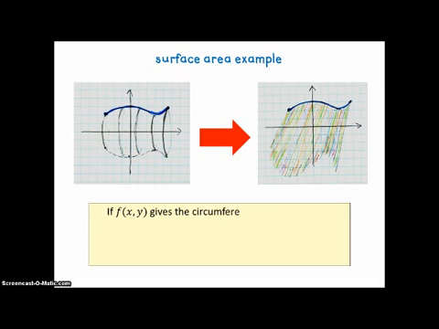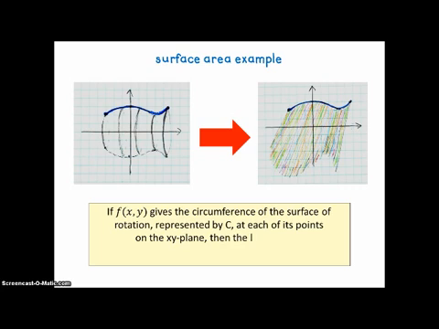If f of xy gives the circumference of the surface of the rotation, represented by C at each of its points on the xy plane, then the line integral f of xy ds computes the surface area, and in the picture shown, f of xy would be 2 pi r, or in this case 2 pi y, and that would be your function.